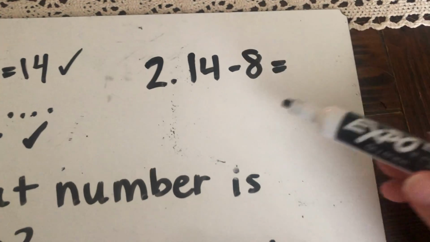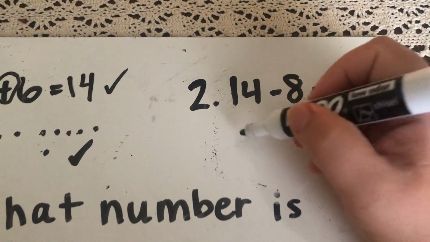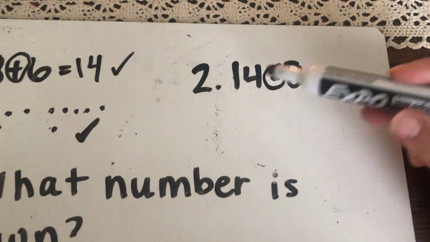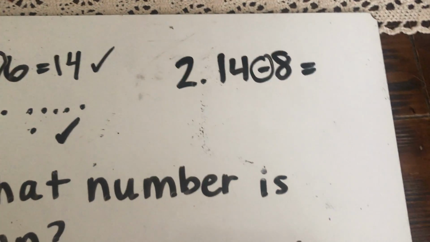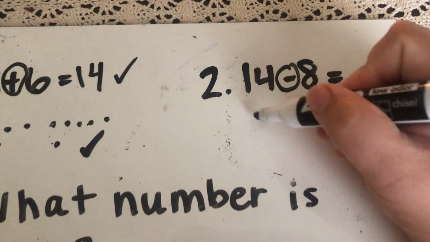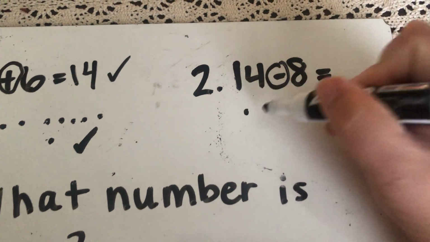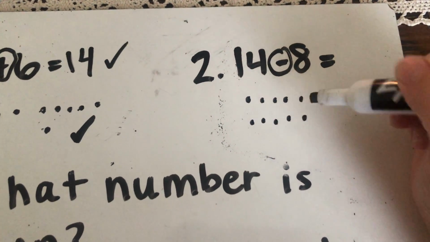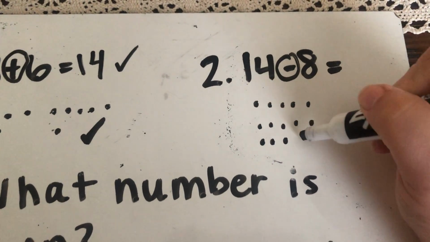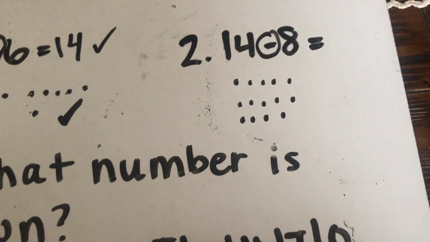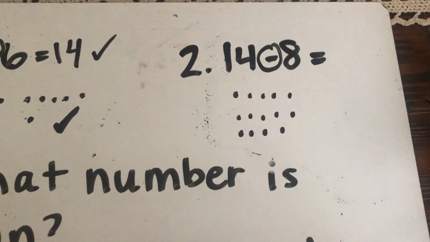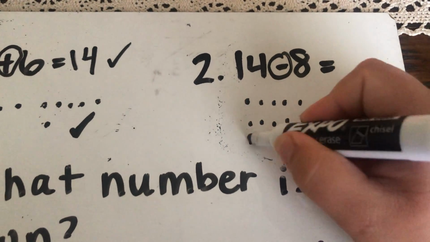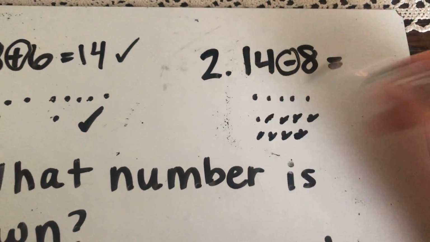Number 2, we have 14 minus 8. So we're going to start by realizing that we are taking away 8. We're starting with 14, and then 8 are being taken away. So let's start by drawing 14. 1, 2, 3, 4, 5, 6, 7, 8, 9, 10, 11, 12, 13, 14. So we have 14 dots drawn there, and then we are going to subtract 8 or cross off 8. 1, 2, 3, 4, 5, 6, 7, 8.